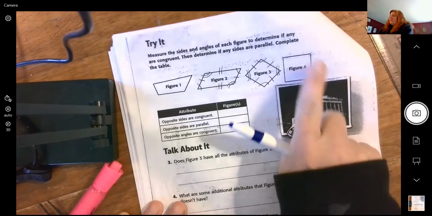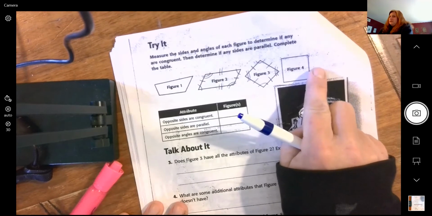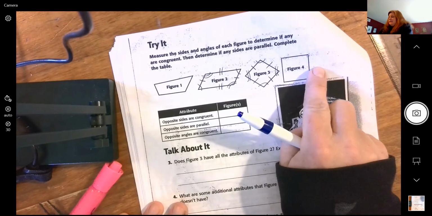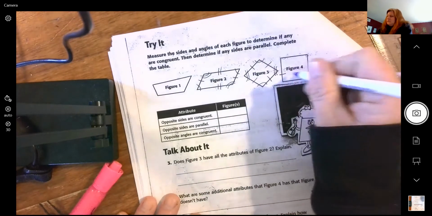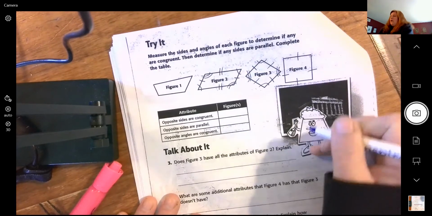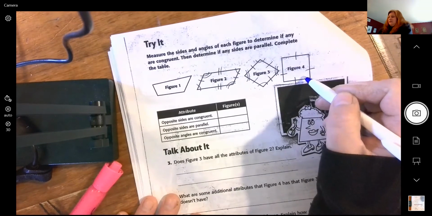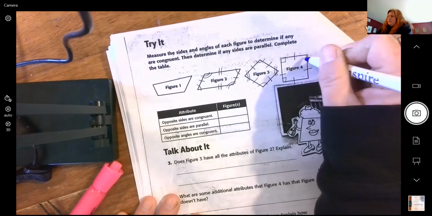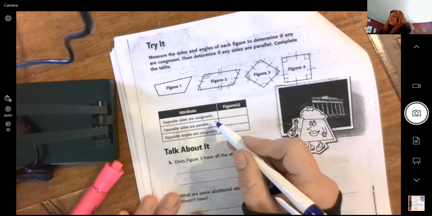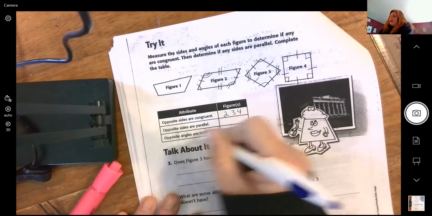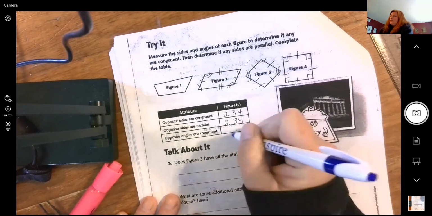All right, what about this one? Are opposite sides parallel? Yes. Are opposite sides congruent? Yes. Are all sides congruent? Yes. Are opposite angles congruent? Yes. Are all angles congruent? Yes. So opposite sides congruent, 2, 3, and 4. Opposite sides parallel, 2, 3, and 4. Opposite angles congruent, 2, 3, and 4.